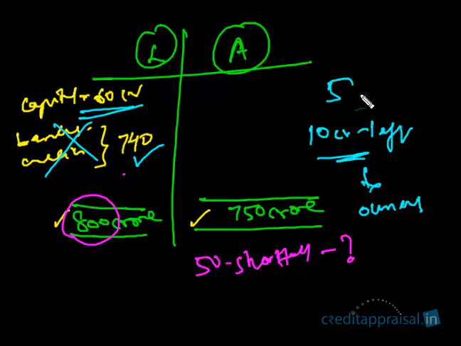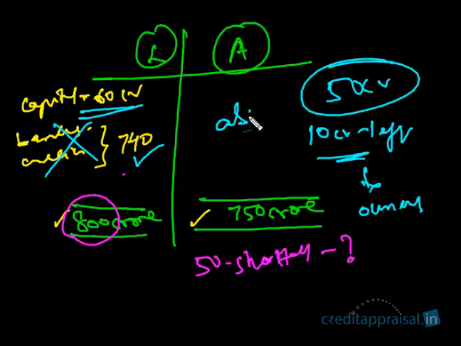So the 50 crores loss is going to be absorbed by the owners. This we already discussed, right? All profits will go to the owners and all losses have to be borne by the promoters.